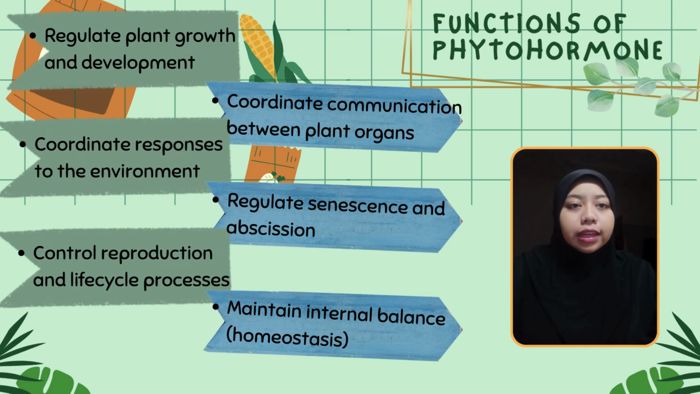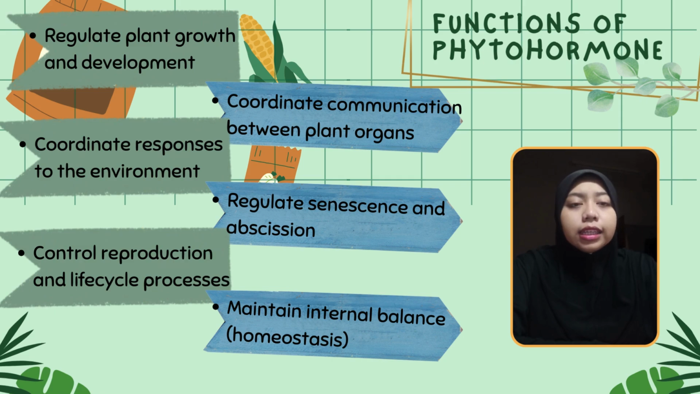The function of phytohormones. First, it regulates plant growth and development. Phytohormones act as chemical messengers that control almost every stage of plant growth. They regulate processes such as cell division, cell elongation, and cell differentiation, ensuring that roots, stems, and leaves develop in the correct shape and size. Without phytohormones, plants would not be able to grow in a coordinated and organized way.